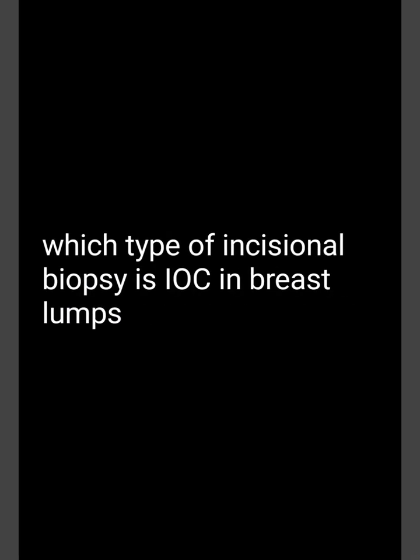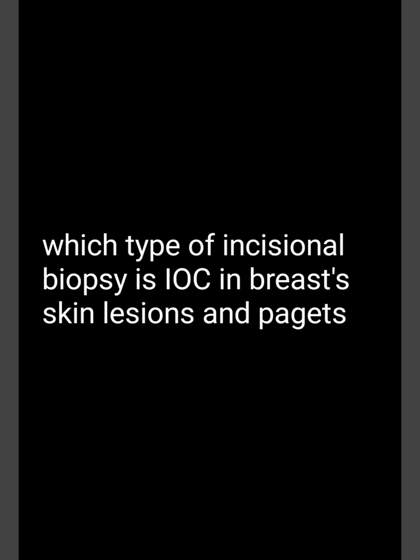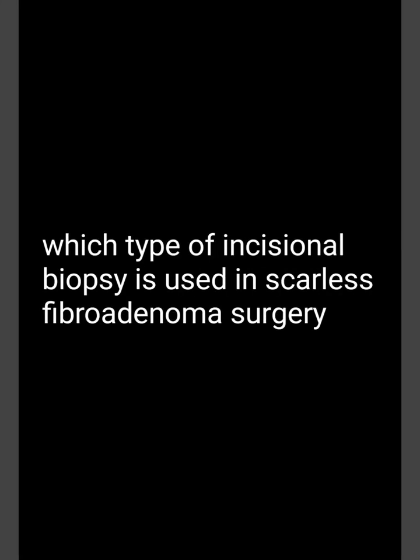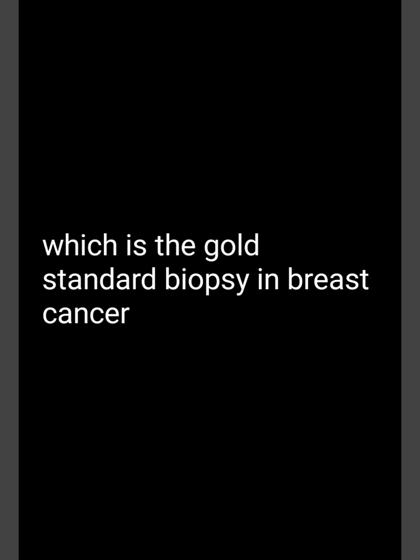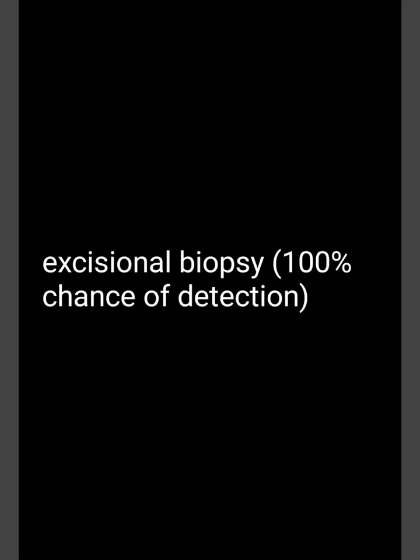Which type of biopsy is the investigation of choice in breast lumps? Core needle biopsy, true cut biopsy, needle size 14G. Which type of biopsy is the investigation of choice in breast skin lesions and Paget's? Punch biopsy. Which type of biopsy is used in scarless fibroadenoma surgery? VABB, vacuum-assisted breast biopsy. Which is the gold standard biopsy in breast cancer? Excisional biopsy, 100% chance of detection.